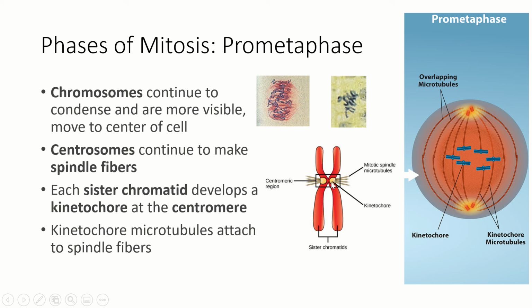Each sister chromatid in this centromeric region develops what we call a kinetochore. This kinetochore is a set of proteins that are going to bind to these spindle fibers. Okay?